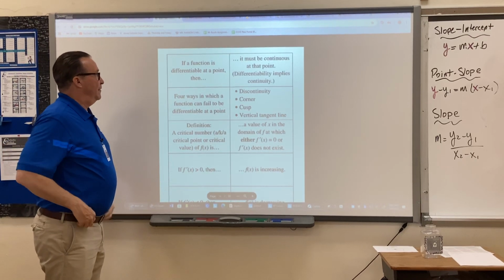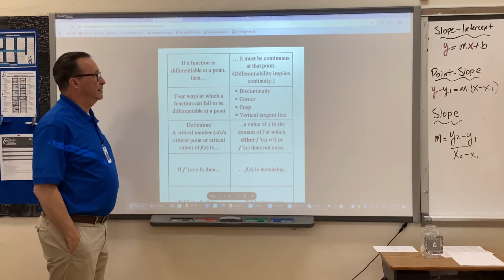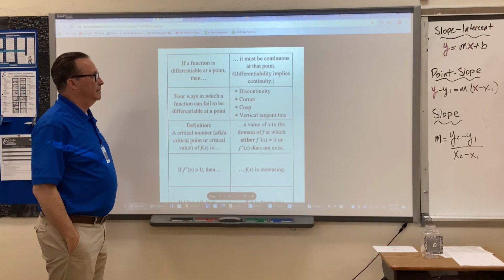If a function is differentiable at a point, it must be continuous at that point.